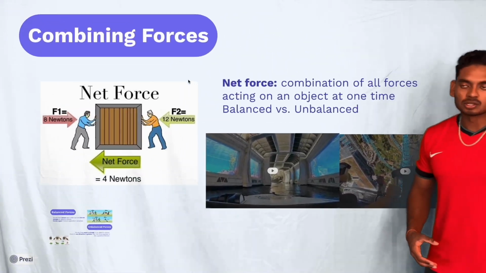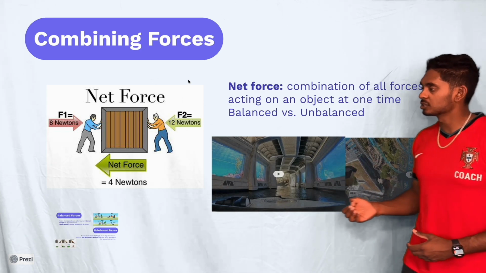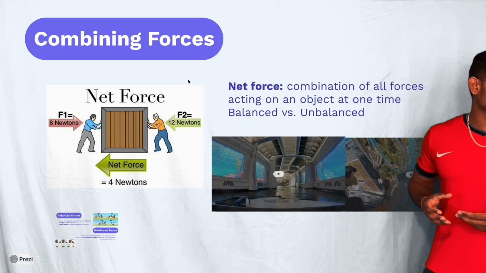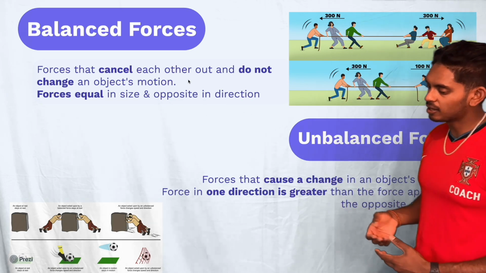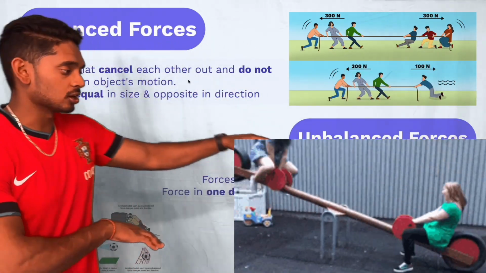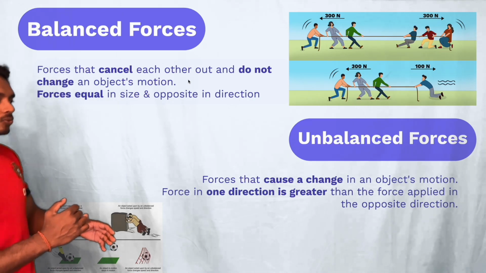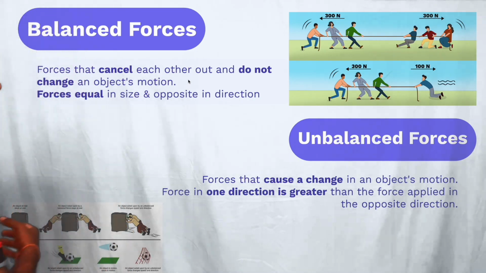Combining forces. Just like we talked about with the net force graph, showing all the action going on, net force is a combination of all these forces acting on an object at one time. We can say that it's balanced or unbalanced. If you think about a seesaw, if we're balanced on both sides, we don't move. But if it's unbalanced, one side goes down and one side goes up. That's how you can think about balanced and unbalanced.